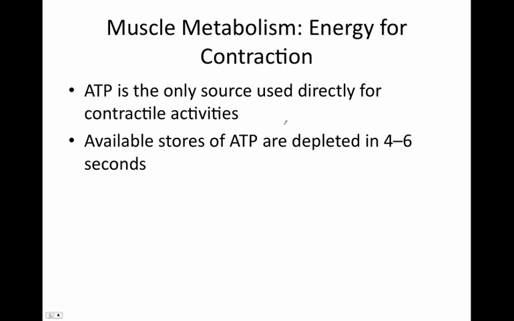The energy that we get for contraction is through ATP. It's the only source used directly for contractile activities. And we have available stores of ATP within the muscle that, when we start using our muscle, are depleted within 4 to 6 seconds. So you realize that the ATP that's stored in our muscles is just to get them up and going. It's not going to be the long-range energy that we need to keep going.